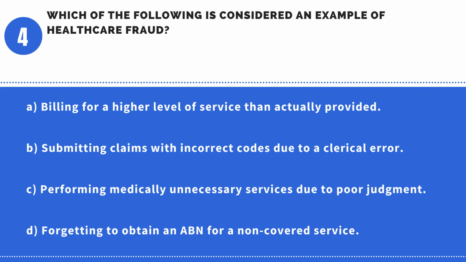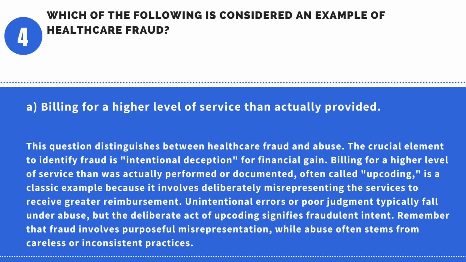Answer: A. Billing for a higher level of service than actually provided. This question distinguishes between healthcare fraud and abuse. The crucial element to identify fraud is intentional deception for financial gain. Billing for a higher level of service than was actually performed or documented, often called upcoding, is a classic example because it involves deliberately misrepresenting the services to receive greater reimbursement.